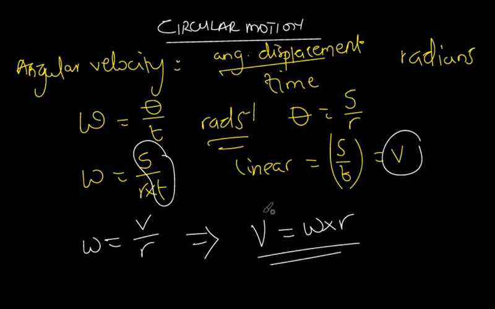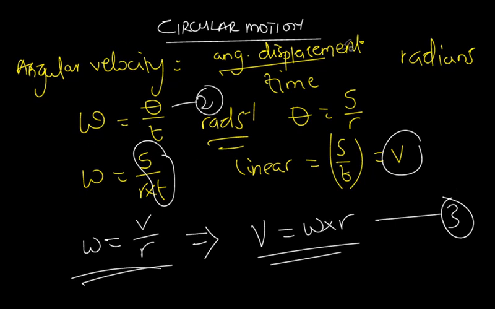So this is the relationship between linear velocity and the angular velocity of a circular motion. So this is, let's say, equation 3, and this is equation 2. So angular velocity is angular displacement divided by time. But then again, we can have linear velocity being equal to angular velocity times the radius, which means our angular velocity is the ratio of the linear velocity divided by the radius. So let's have a look at angular acceleration from here.